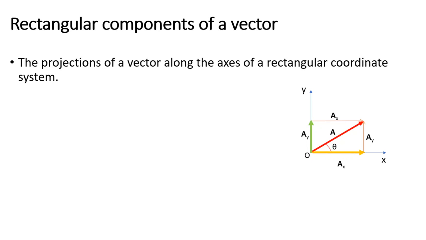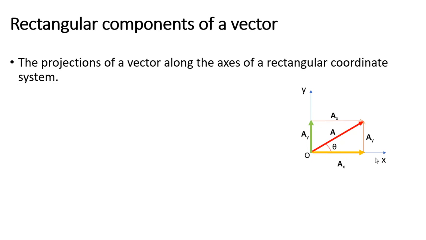In this video, I'm going to discuss rectangular components of a vector. The projections of a vector along the axes of a rectangular coordinate system are called components. So here, it means a given vector A can be described by its components.